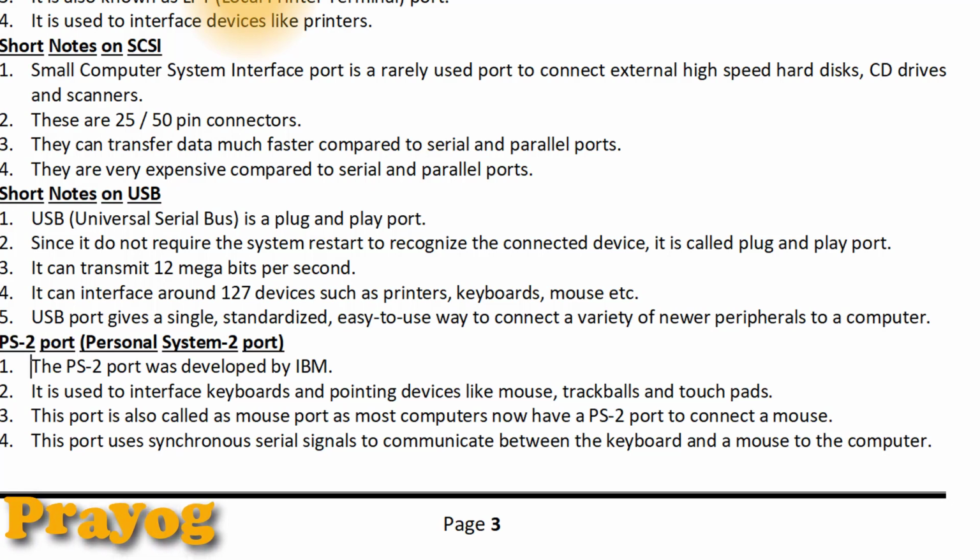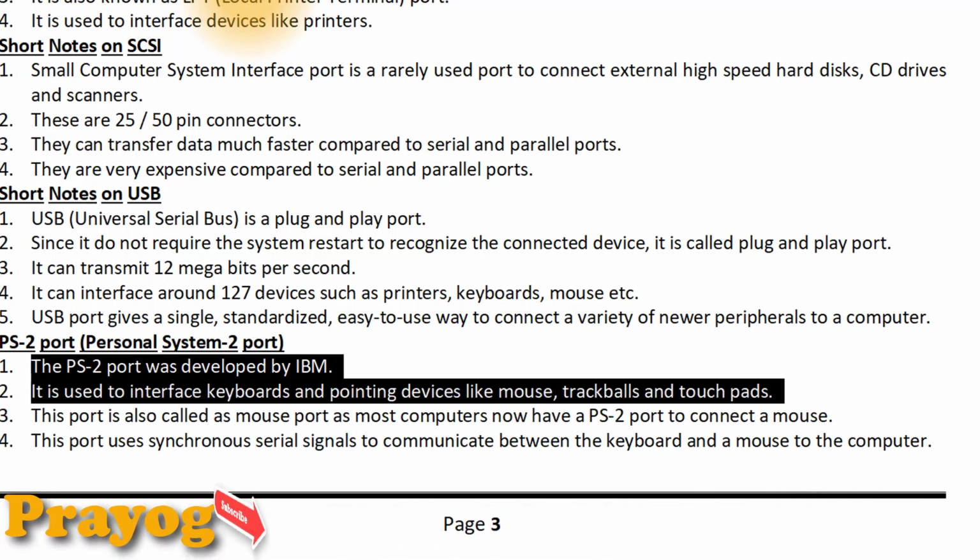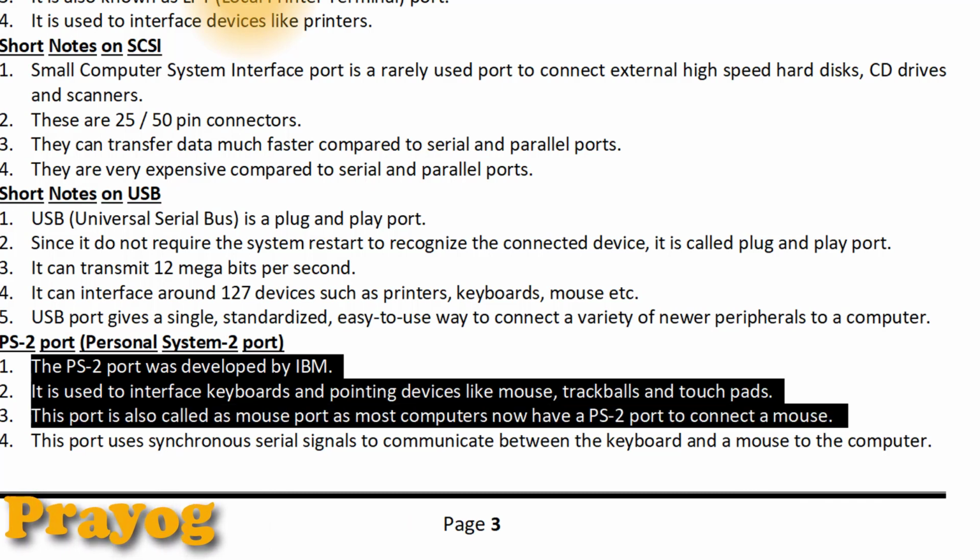PS2 was developed by IBM, International Business Machines. It is used to interface the keyboard and pointing devices like a mouse, trackball or even touchpads. This port is also called the mouse port, as most computers now have a PS2 port to connect a mouse. The port uses a synchronous serial engine to communicate between the keyboard and mouse and the computer.